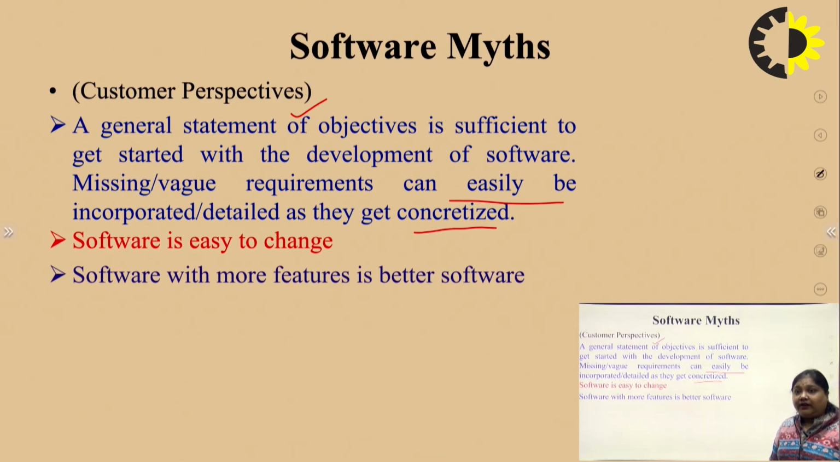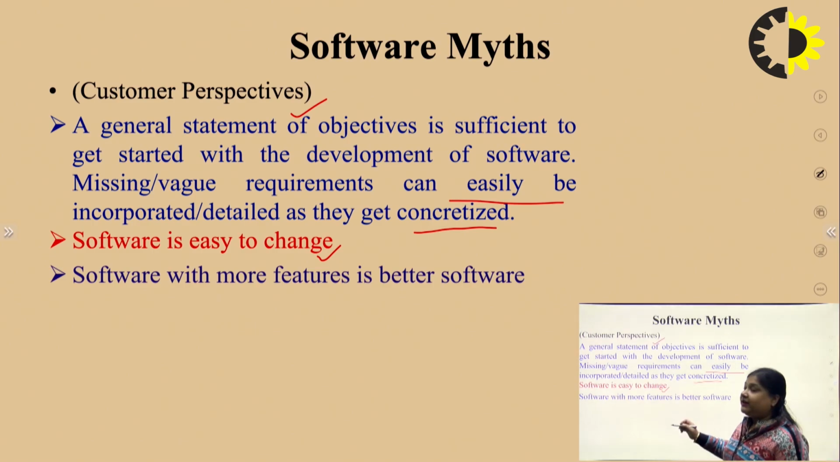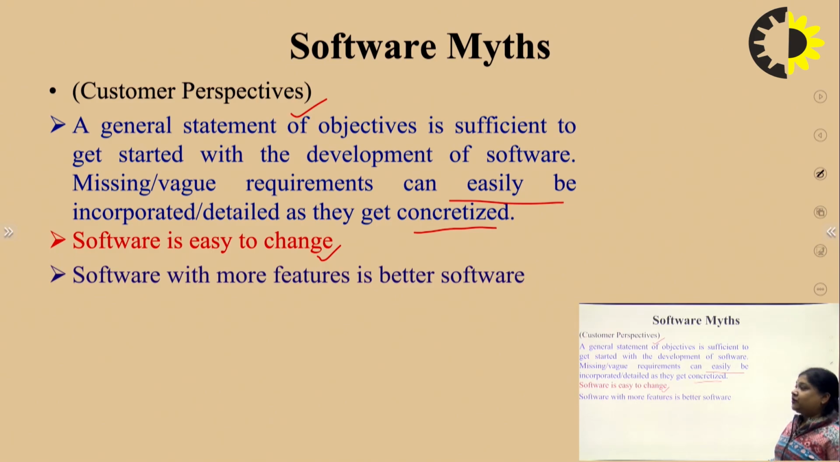So a user or a client may be thinking that with small information, software can be prepared and changed frequently. Software is easy to change. Every time I will give some suggestions, I will change my requirement. It is very easy to incorporate in any software, but actually it is not. Software with more features is better software. If I have 100 features in a software, then it is the best software. So it is also a myth from the customer perspective.